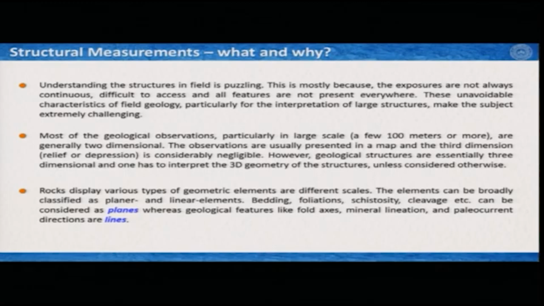And to understand all these deformation features, we have to identify and mark the various geometric elements that we see in rocks. And these elements you can broadly classify in 2 different categories. One is planar and another is linear. To give examples of planar features or planar elements in deformed rocks, you can consider bedding planes, foliations, schistosity, cleavage, etc. And then on the other side, the linear features are mostly intersection of 2 planes, or we call it intersection lineations, fold axis, mineral lineation, paleocurrent directions, etc.